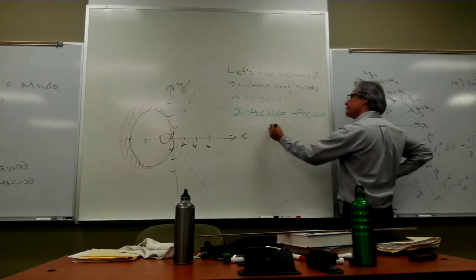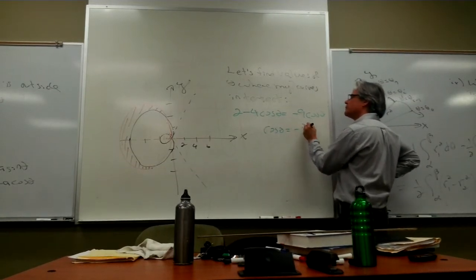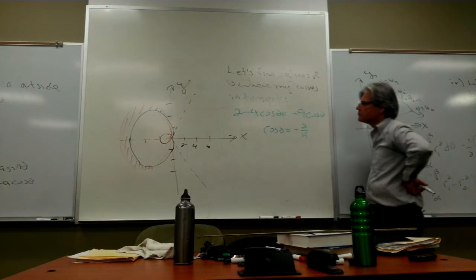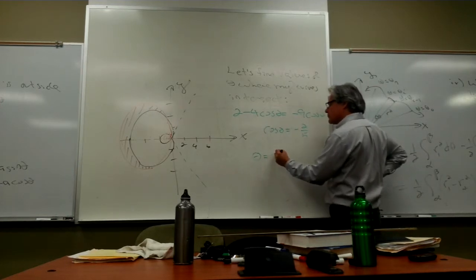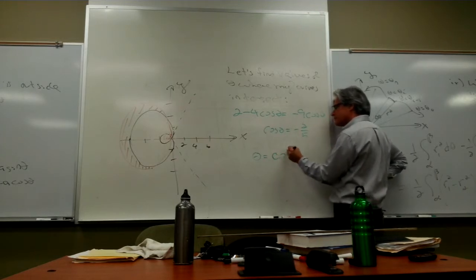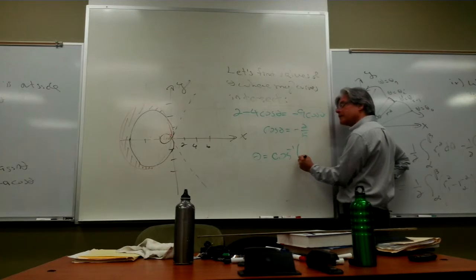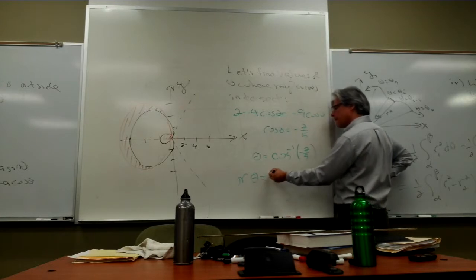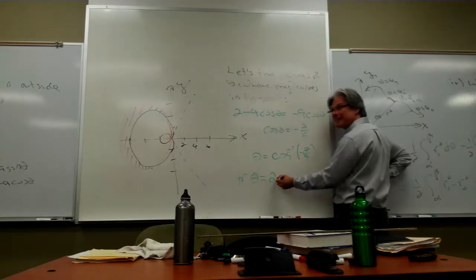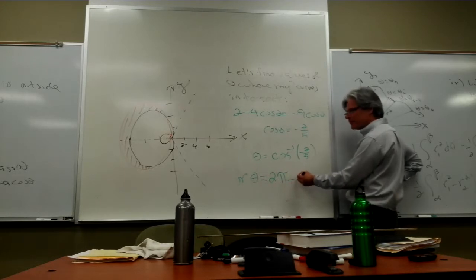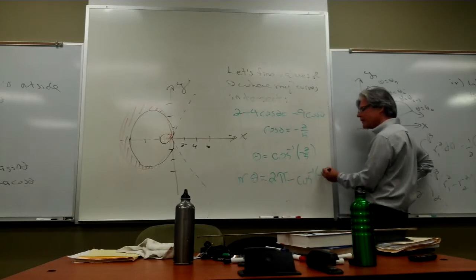Does that mean cosine of theta is equal to negative 2/5? So theta is equal to cosine inverse of negative 2/5. You trigonometric experts: 2 pi minus inverse cosine of negative 2/5.